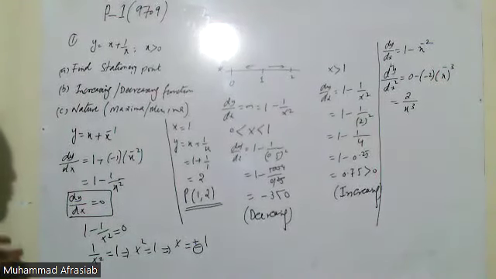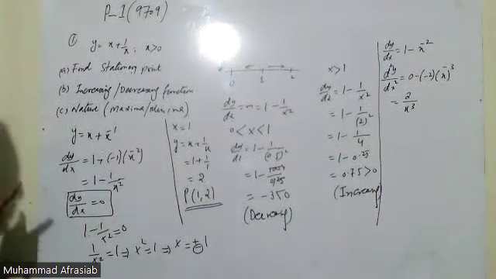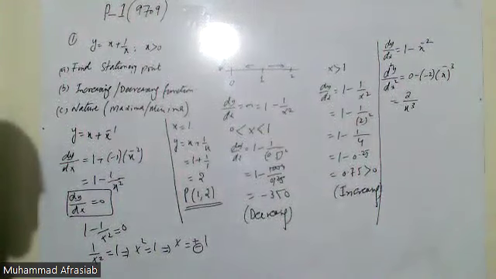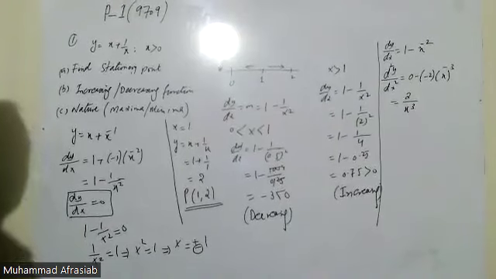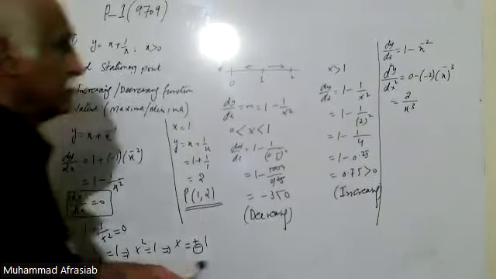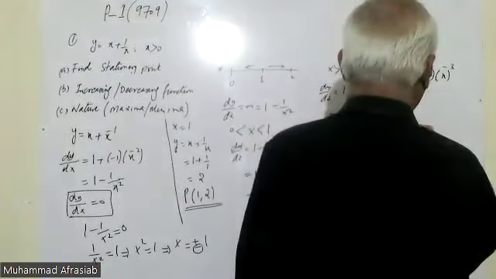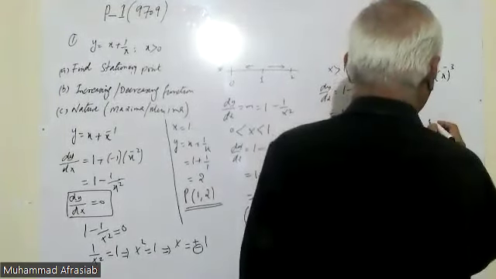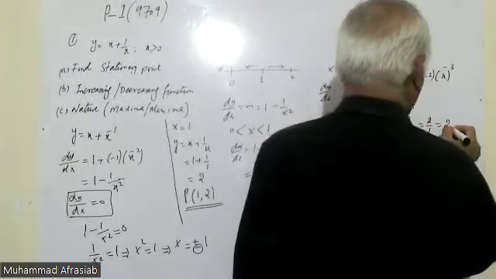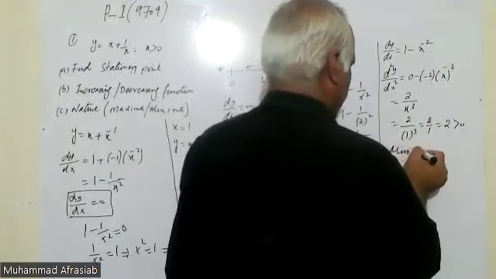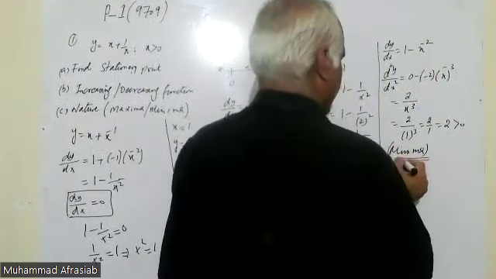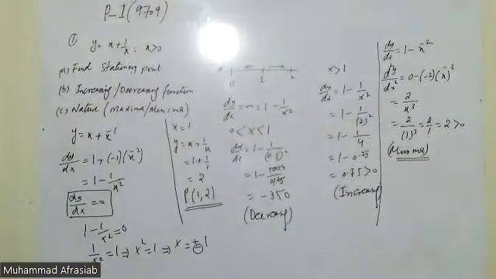Now we have to calculate whether it is maxima or minima, as we have already calculated. Since the stationary point is x equal to 1, you put here 2 over 1 cube, that is equal to 2 over 1, that is equal to 2, which is greater than 0. So it is a minima at x equal to 1. And there's only one point there, which is a minima.